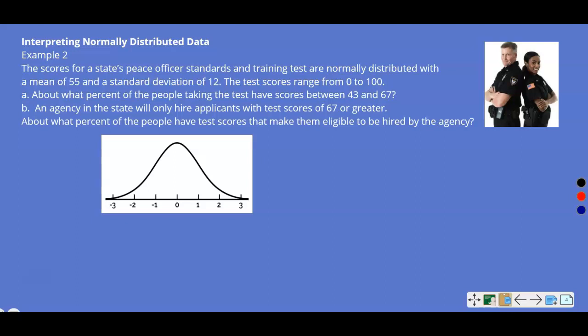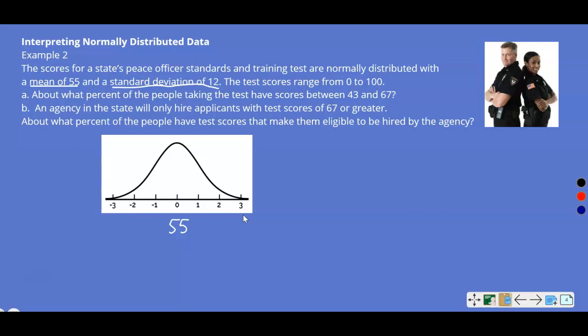All right, so let's just think about A part first. What percent of people taking the test have scores between 43 and 67? So the first thing we have to do is look at what we're given. We're given a mean of 55. So we know that the mean goes in the center of your bell curve. So that means 55 goes right here. And then it says there is a standard deviation of 12. So 55 plus 12 would be one standard deviation above it. Plus 12 again would be two standard deviations, and so on. So 55 plus 12 is 67.